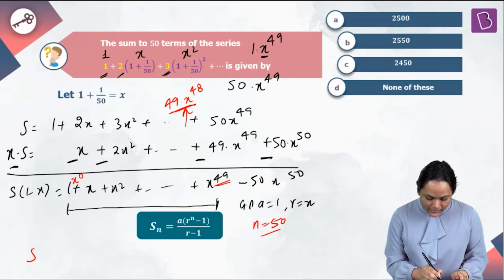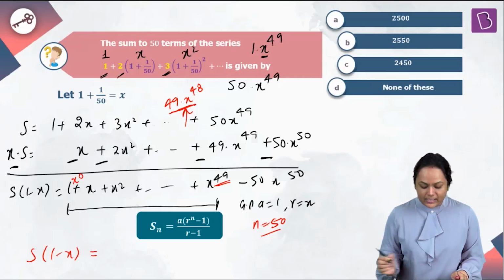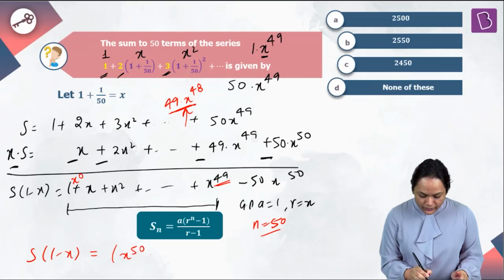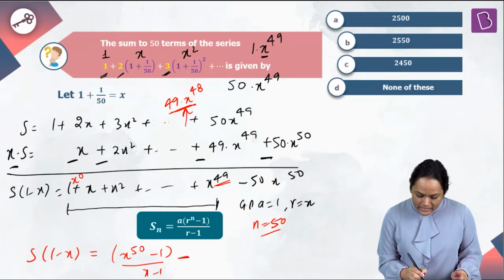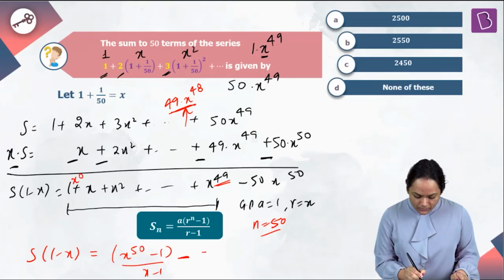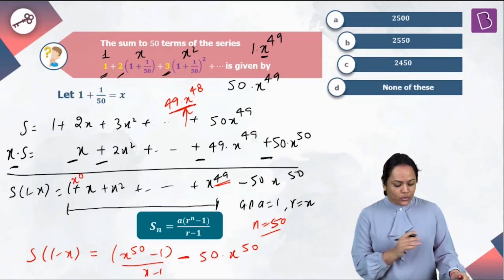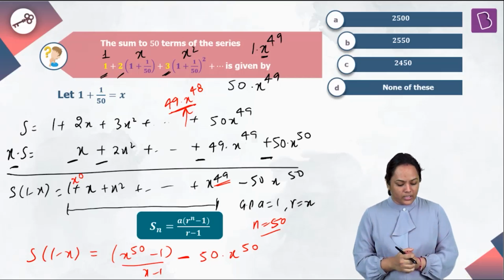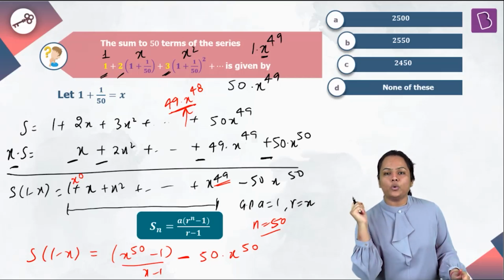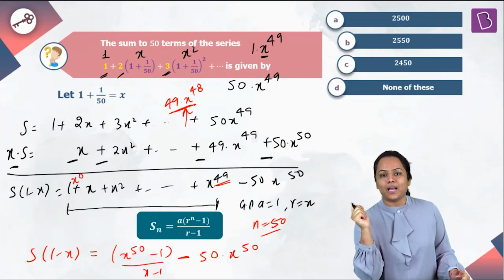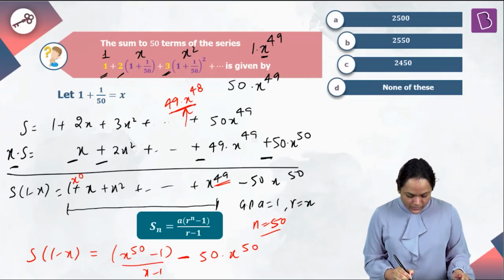Well, I'll get S multiplied by 1 minus x is equal to, A is 1. This will become x raised to 50 minus 1 upon x minus 1 minus the last term. The last term is 50 multiplied by x raised to 50. Is this part clear? Very well. So now I have this. Now what? Now I guess we can substitute the value of x, right? And let's find out what the sequence answer is coming out as. So we have this much.